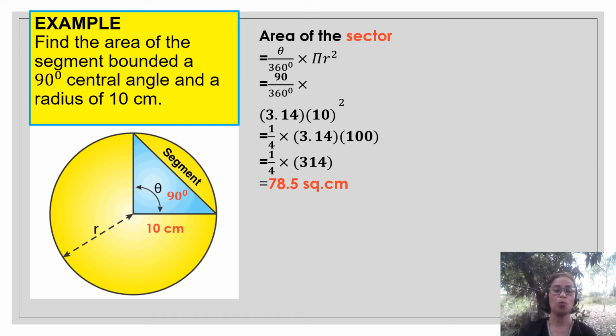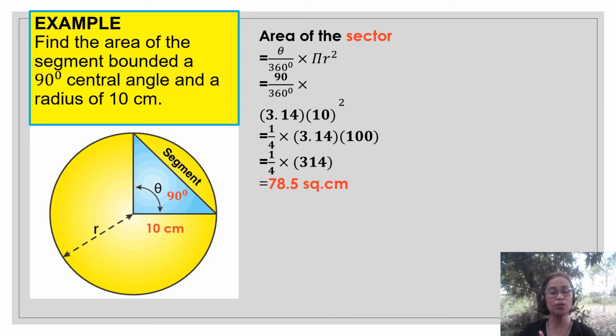So we have 1/4. So I have to simplify 90 over 360 multiplied by 3.14 times 100. 3.14 times 100 is 314. So that's actually the area of the whole circle, but we are going to take only 1/4 of that. So 1/4 of 314 is 78.5 square centimeters. So that is our area of the sector.